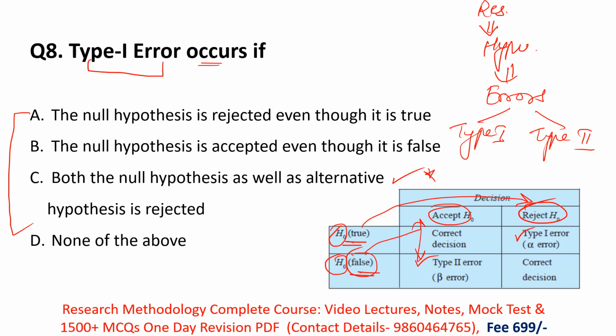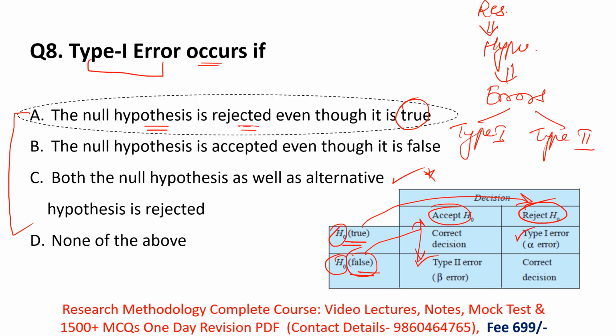And they are asking, type 1 error occurs when the null hypothesis is rejected. You rejected the null hypothesis even though it is true. When your null hypothesis is true and you are rejecting it, that means the null hypothesis is rejected even though it is true. So this is known as type 1 error. That's why here the correct option is option A.